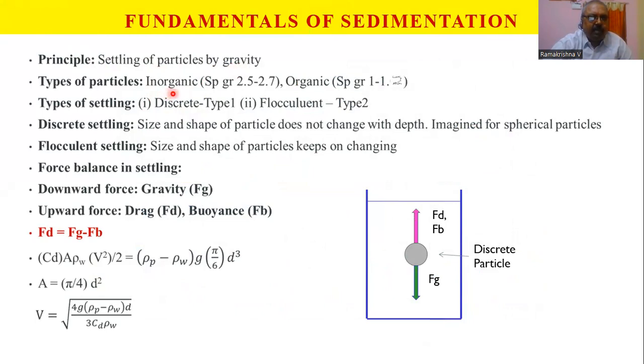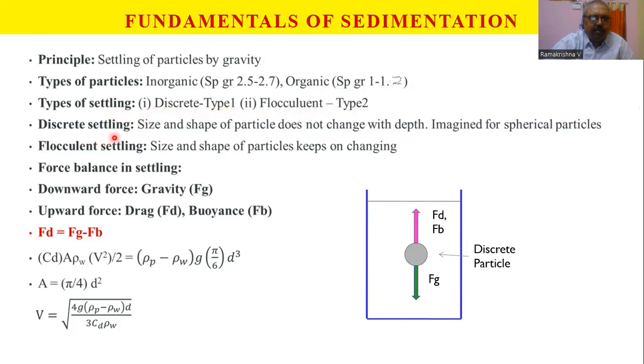There are two types of particles: inorganic, having a specific gravity of 2.5 to 2.7, and organic particles, which have a specific gravity between 1 and 1.2. There are two types of settling. One is called discrete settling, also called type 1 settling. Another one is called flocculent settling, also called type 2 settling. But in plain sedimentation, we'll be mainly talking about discrete particle settling.